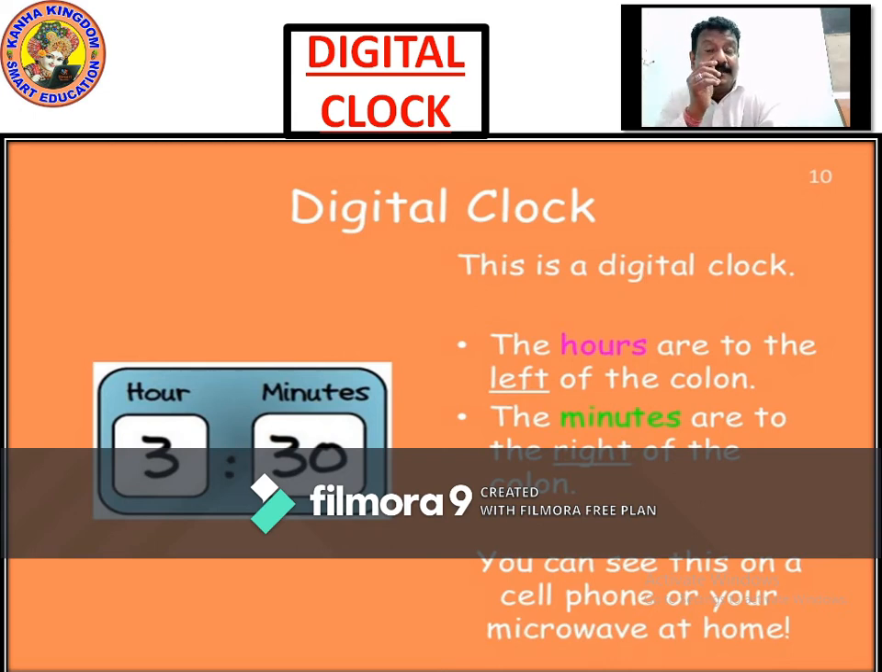Hours always come on the left side. Yes, when you are seeing from the front, it comes on the left side. Minutes come on the right side. You can see this on the cell phone, on your microwave at home. On the microwave, you have a display where it shows the time. Always the hours come on the left side and the minutes always come on the right side.